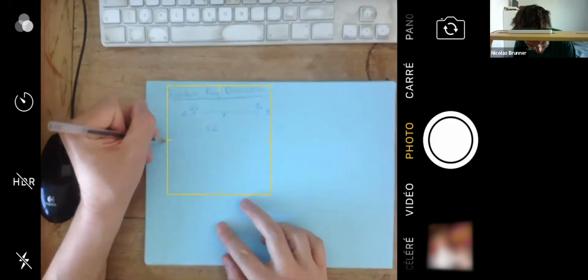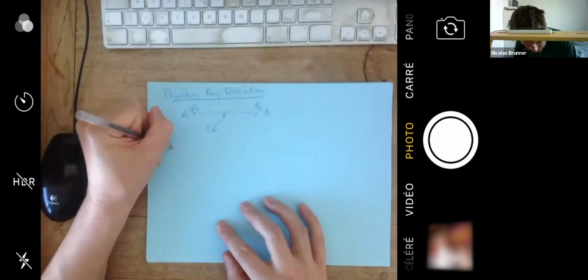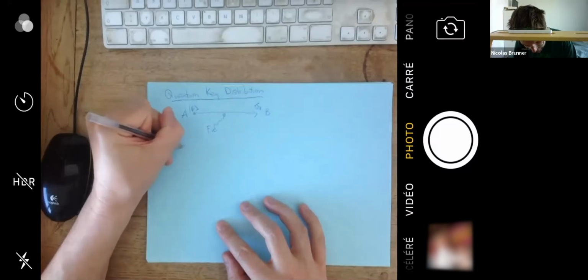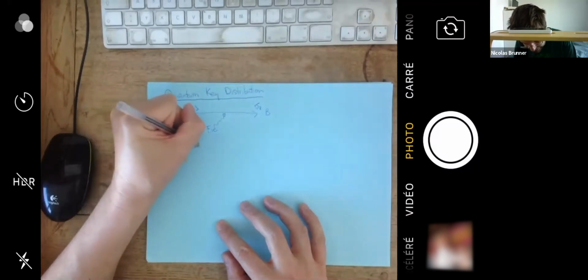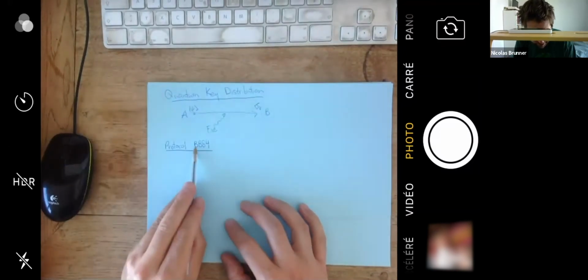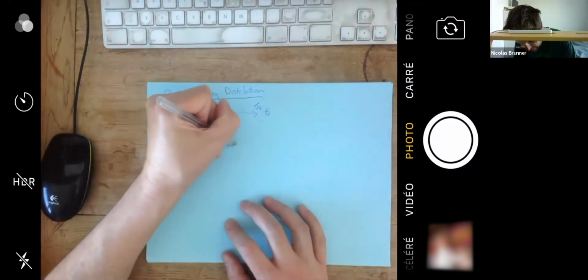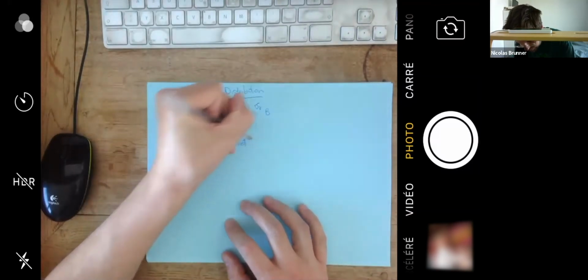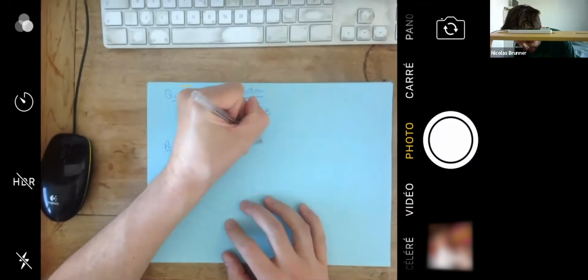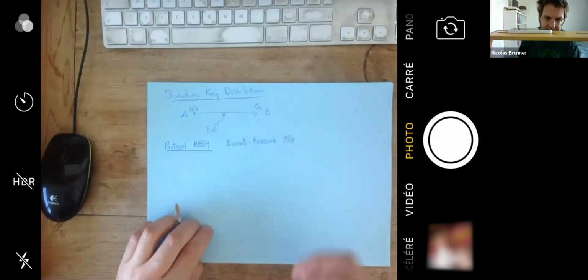So now we are going to look at the protocol, which is the first QKD protocol, but it's still the most used today. And this is called BB84. That stands for Bennett plus Brassard in 1984.